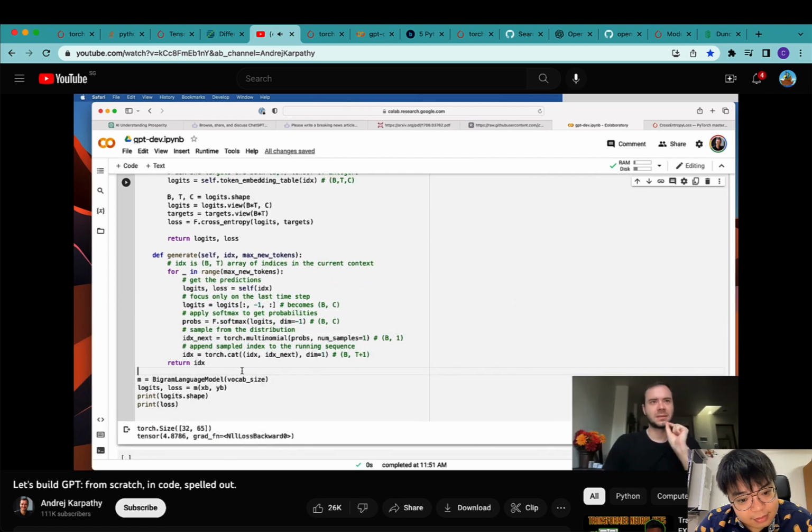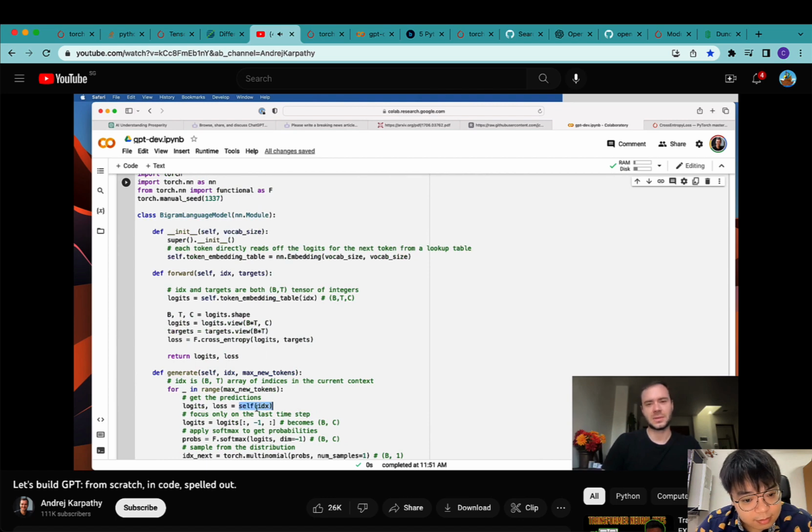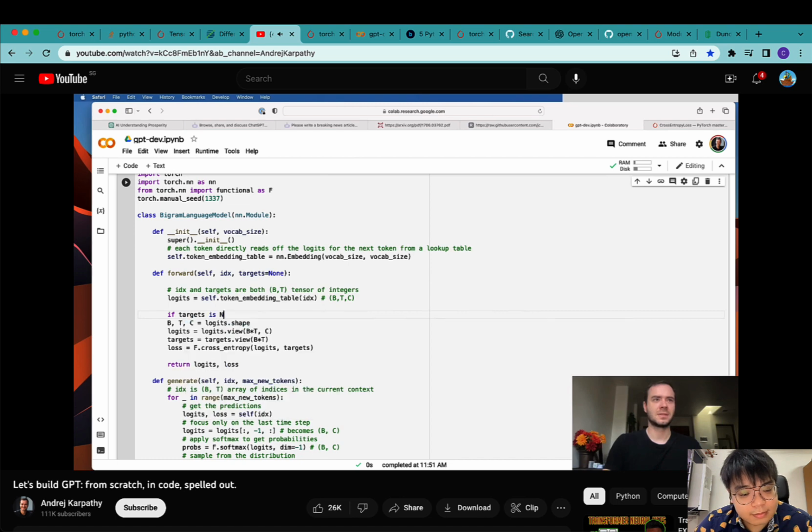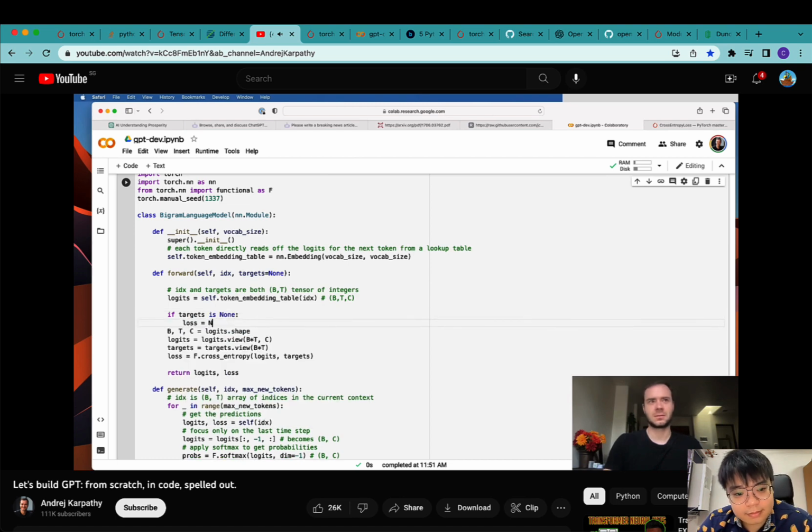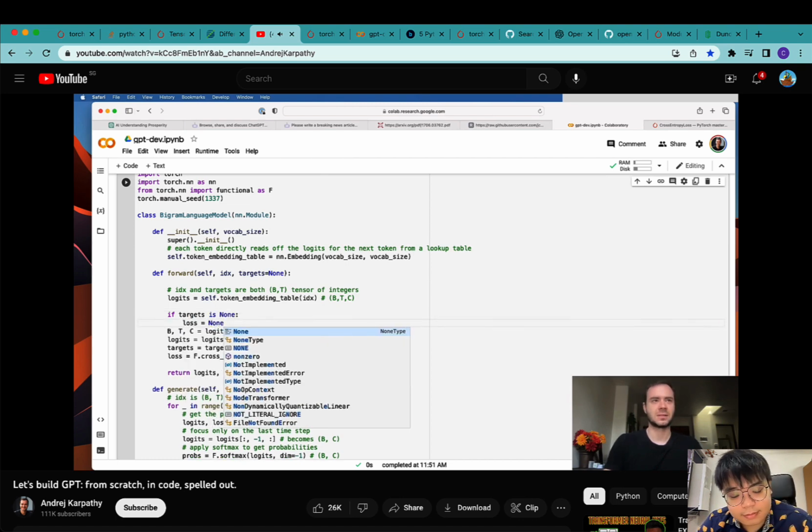Now, one thing here is, you see how I'm calling self of idx, which will end up going to the forward function. I'm not providing any targets. So currently this would give an error because targets is not given. So targets has to be optional. So targets is None by default. And then if targets is None, then there's no loss to create. So loss is just None.